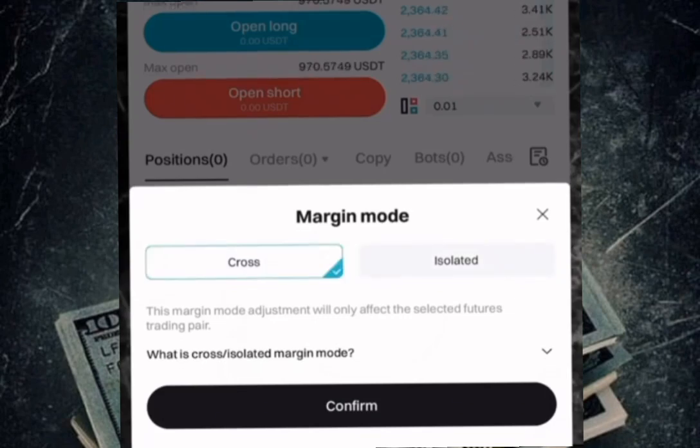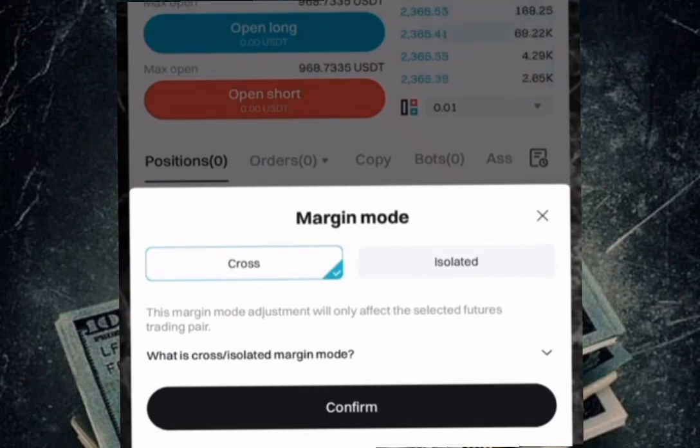Now, what is the difference between these two margin modes? For cross margin, let's say, for example, you have $1,000 in your wallet, and then out of that $1,000, you go into a trade with, let's say, $400. So that means you go into a trade with $400, and then you have $600 left in your wallet. If, for example, that trade goes into liquidation or enters the liquidation price, it means that you're going to be losing the $400 you used to enter the trade plus the $600 in your wallet. You're going to be losing everything.